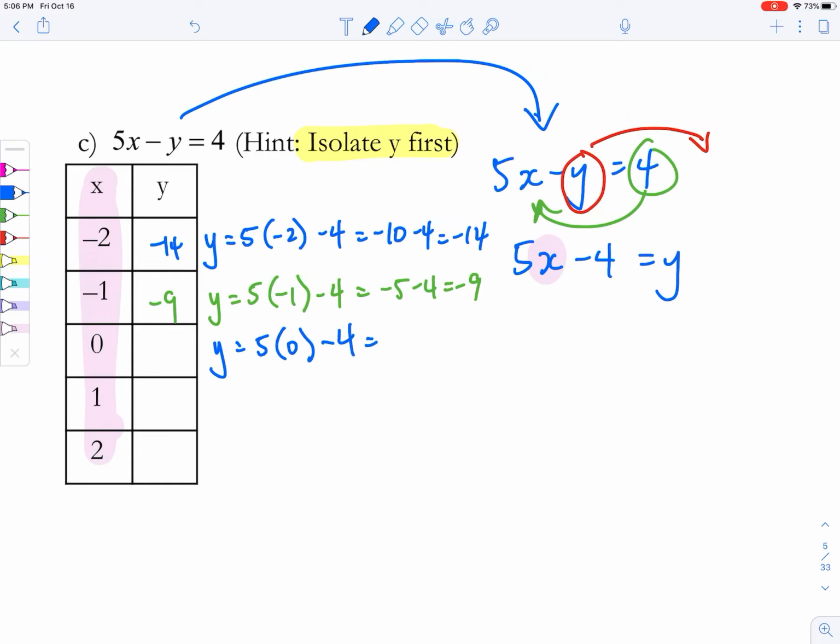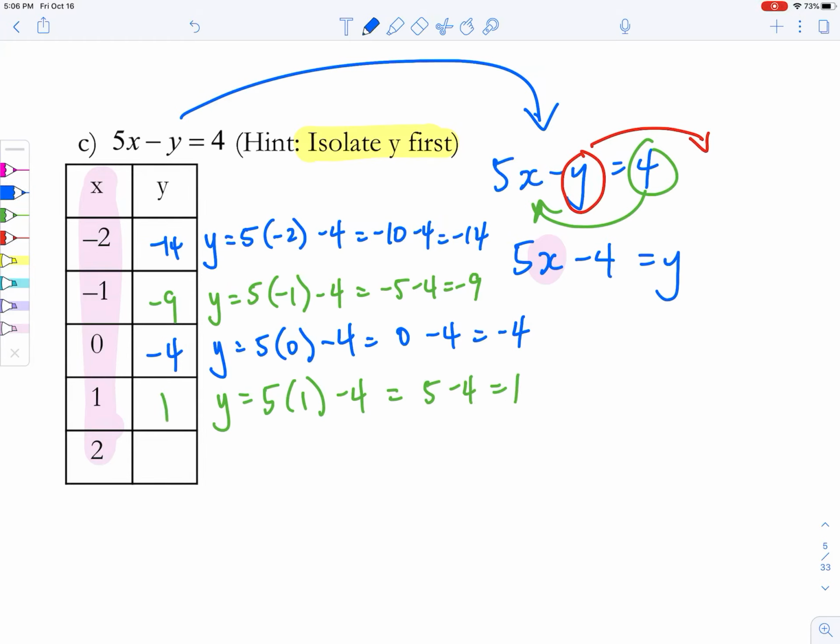This stuff isn't hard. It's just kind of boring. But pretty soon we're going to be graphing the stuff, so it makes it a little more worthwhile. Next one, 5 times 1 minus 4. So that's 5 minus 4, which is positive 1.